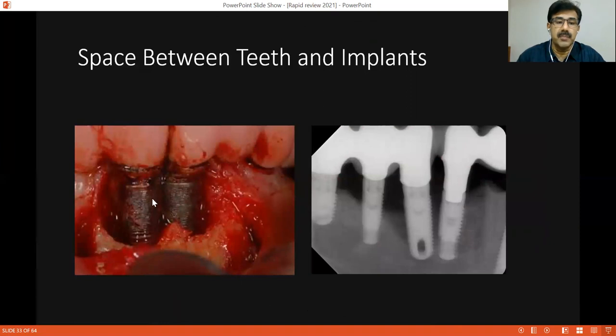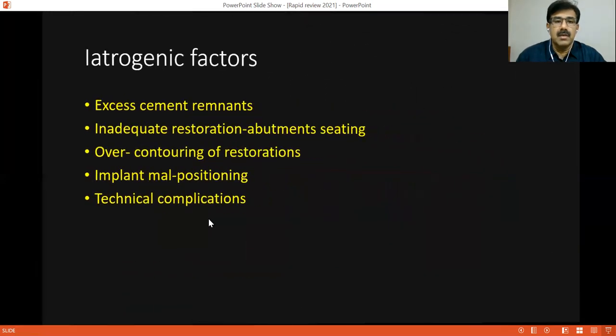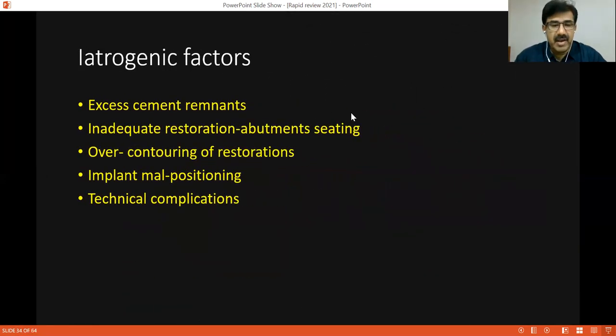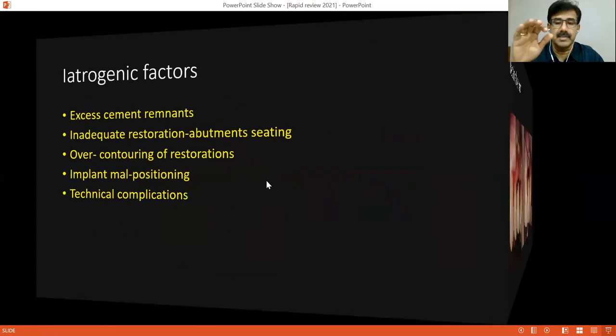Now, the space is not maintained between these two implants. Look what has happened. A lot of bone loss has occurred. Now, there are certain iatrogenic factors, like excess cement. Suppose the abutments are not sitting, the screw is loose, the overcontour that we have already discussed, malpositioning and technical complications we have already discussed.